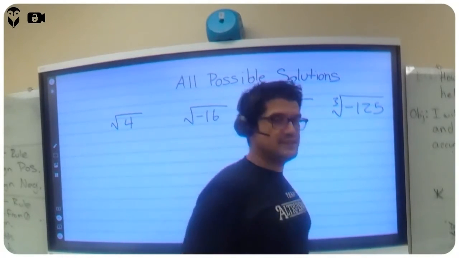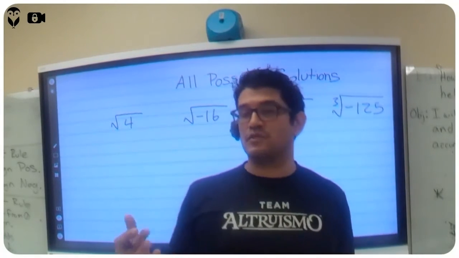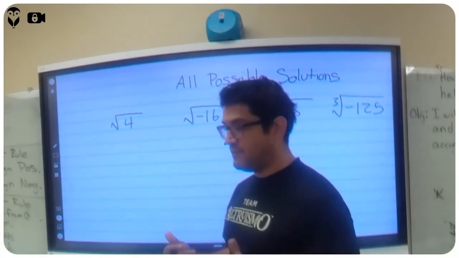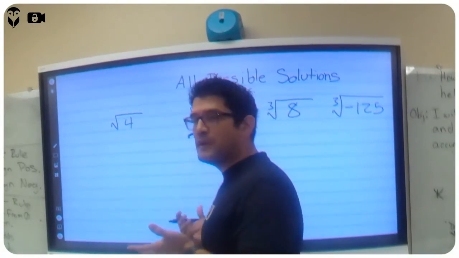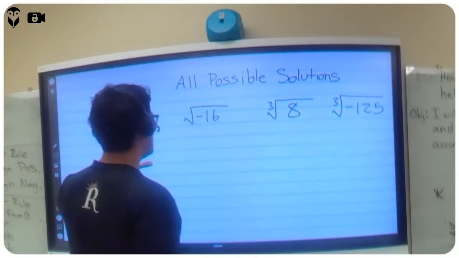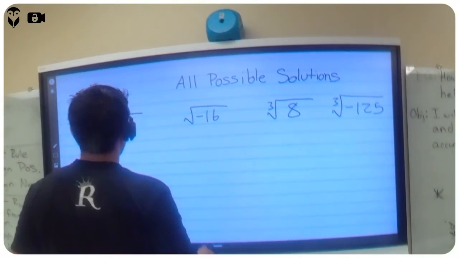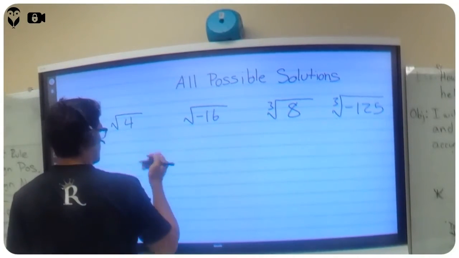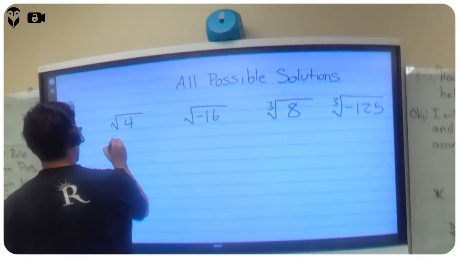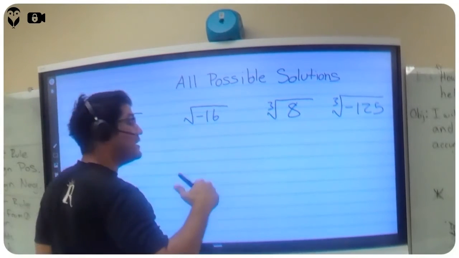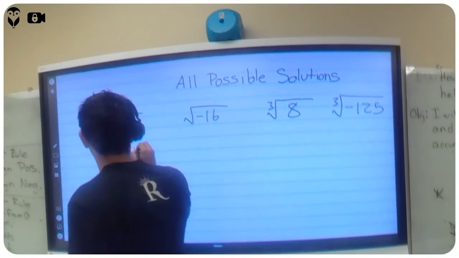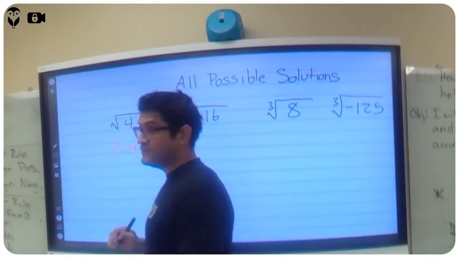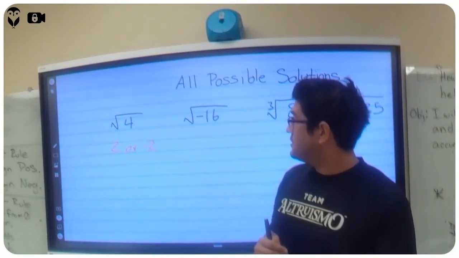There's some oddities here because now I'm looking for all possible solutions. So this isn't just a measurement. Measurements are always positive, so this opens up our minds to other possibilities. The square root of 4 has an answer. What number times itself makes 4? 2, right? But the other answer that you could get is negative 2.